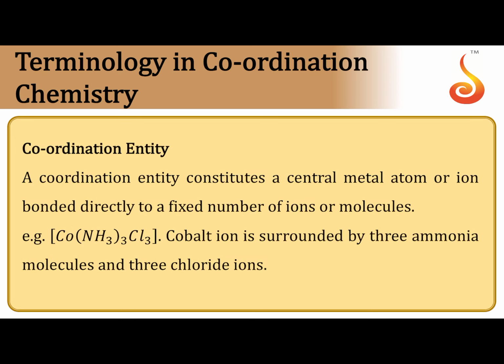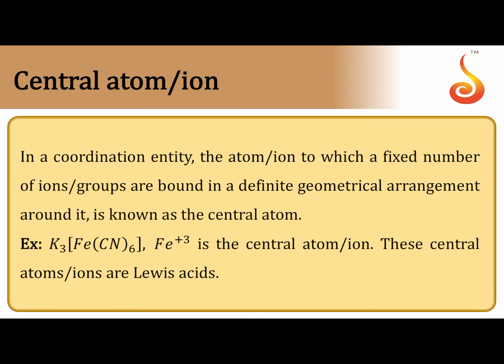Now the terminology. Coordination entity: when a complex is dissolved in water, the central metal atom along with its ligands exists as one unit. That is called the coordination entity. When representing the formula, the central atom along with its ligands is written within square brackets. Ions present outside the coordination sphere are called counter ions. They are ionized when dissolved in water.